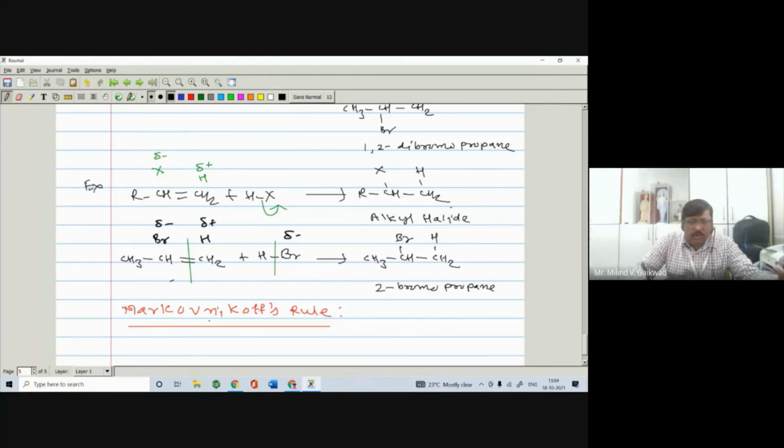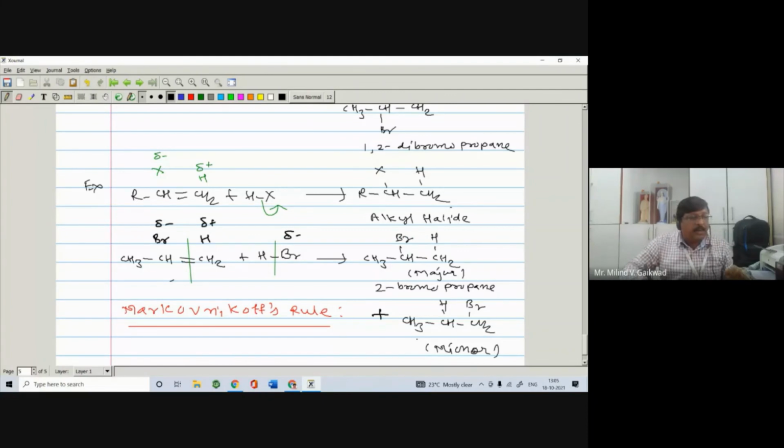And if you write both products, then you have to label major and minor. This is also possible: CH3, here is the CH, here is the CH2. This Br may also attack here and H may also attack here. This is also a possibility. But when you write both products, then you have to label this as major and this as the minor compound. So this is about the reaction given by this alkene.